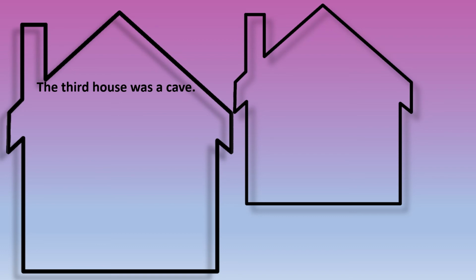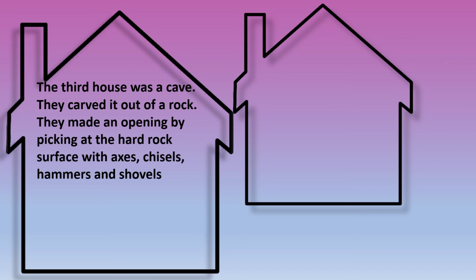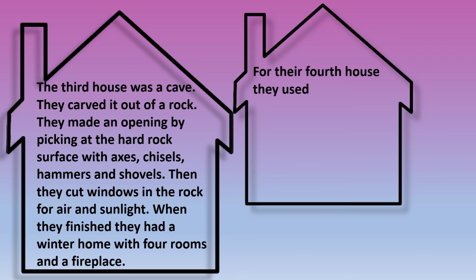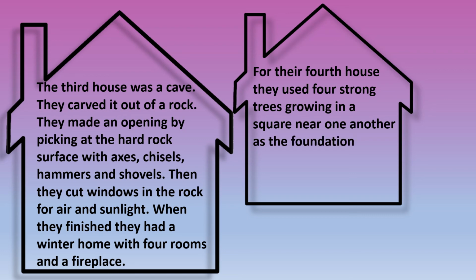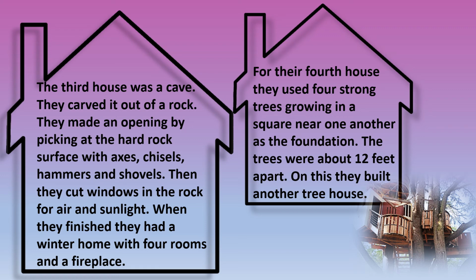The third house was a cave. They carved it out of a rock. They made an opening or a door by picking at the hard rock surface with axes, chisels, hammers, and shovels. Then they cut windows in the rock for air and sunlight. When they finished, they had a winter home with 4 rooms and a fireplace. Finally, their fourth house. They used 4 strong trees growing in a square near one another as the foundation. The trees were about 12 feet apart. On this, they built another bigger tree house. So they had 4 houses in all.